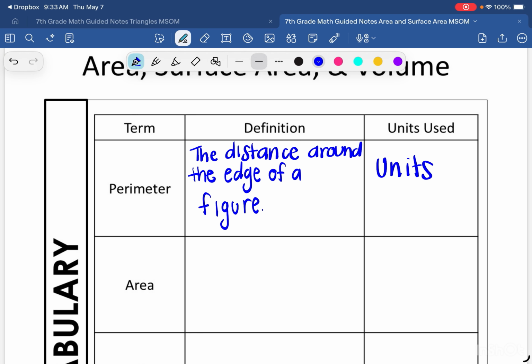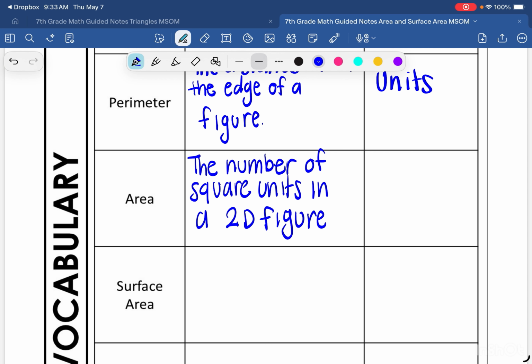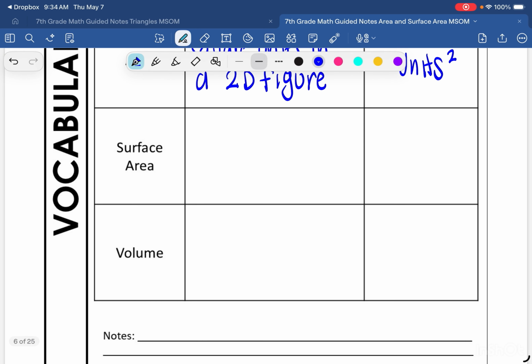Area is the number of square units that can be contained in a 2D figure. The units used would be units squared or square units because we're talking about how many squares cover inside a 2D figure. Surface area is the sum of the areas of the faces of a 3D shape. The units would be square units or units squared.